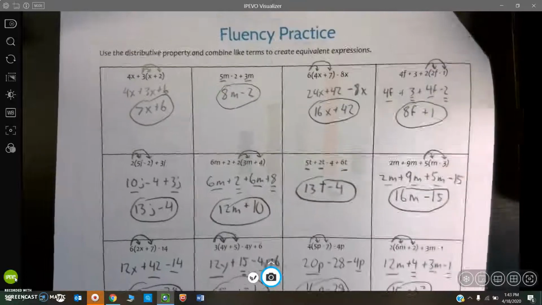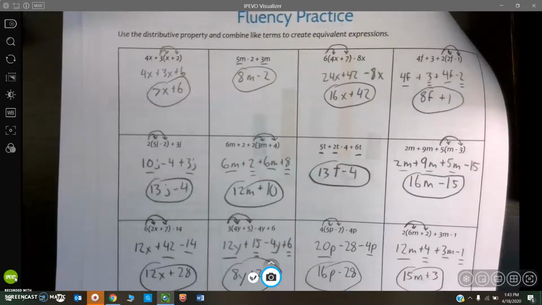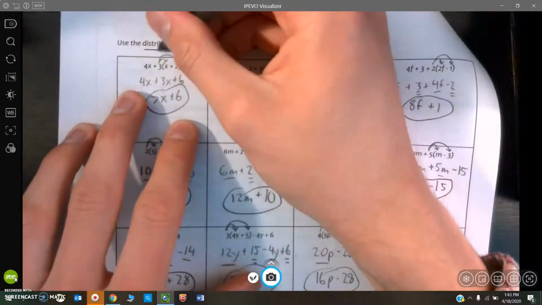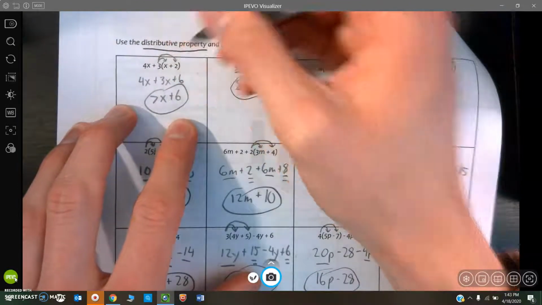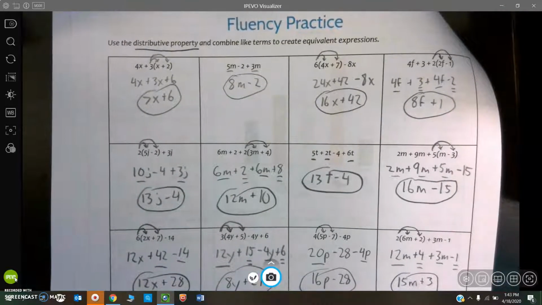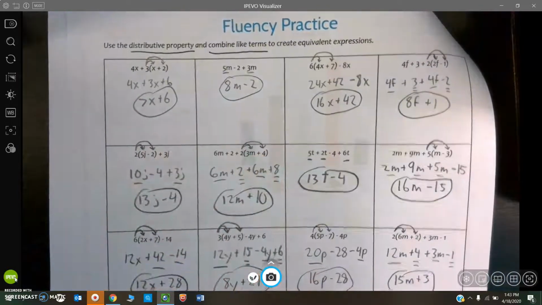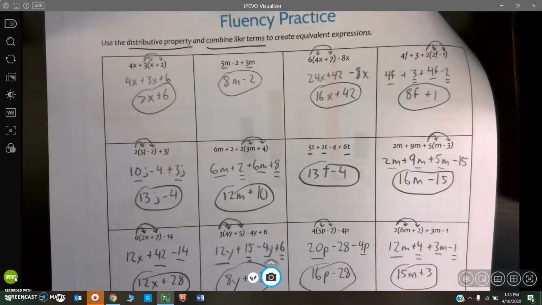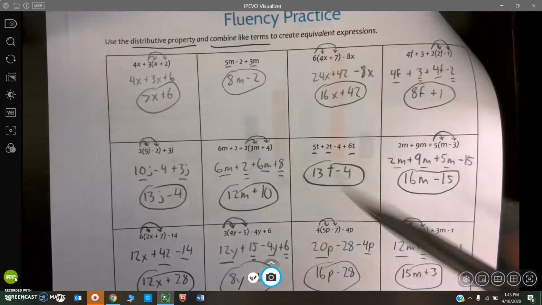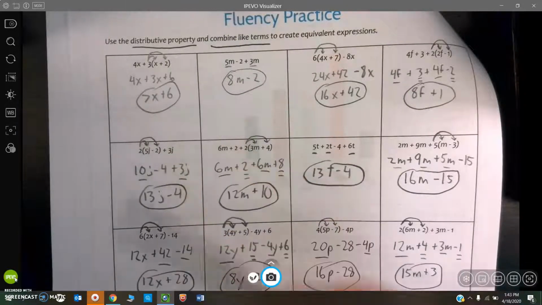So this fluency practice is a combination of the previous 2 days, because we need to use the distributive property, which is when you have that number outside of the parentheses and you're multiplying by every number inside the parentheses. And we're also combining like terms, meaning that when a number has the same variable attached to it, we can combine those, whether that's adding or subtracting. So for all of these, I showed when I did the distributive property. A lot of people like to use these arrows to represent that.